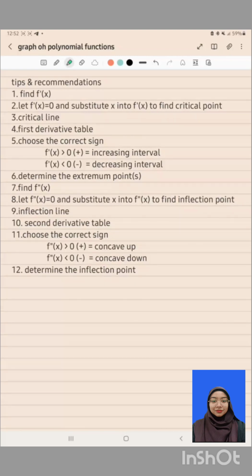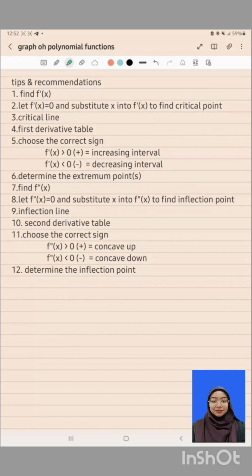Next, 6, determine the extremum points. And 7, find f double prime x and let it equal to 0, and substitute x into f double prime x to find the inflection point, and again draw the inflection line. Then construct the second derivative table. 11, choose the correct sign: if more than 0, meaning positive, concave up; below 0, meaning negative, concave down. And 12, determine the inflection point.